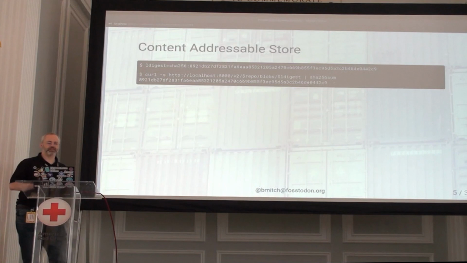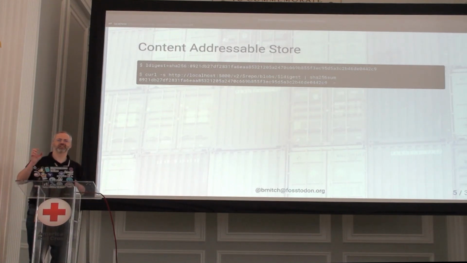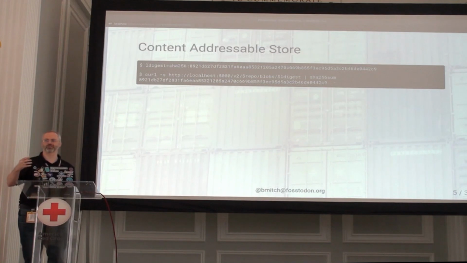Importantly, those digests are the hashes of the content itself. And so when you say, I want to pin to this digest, and you ask the registry for that content, if you hash the content that you get back from the registry, it is the hash. That's why they call it a content addressable store. That happens all over the place in OCI.